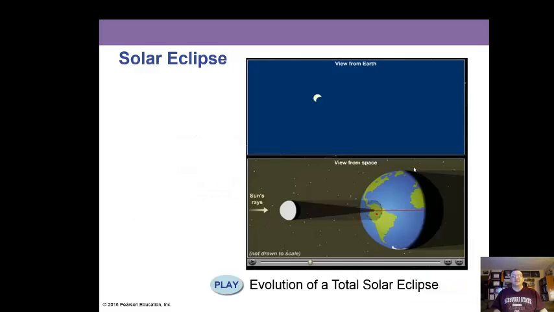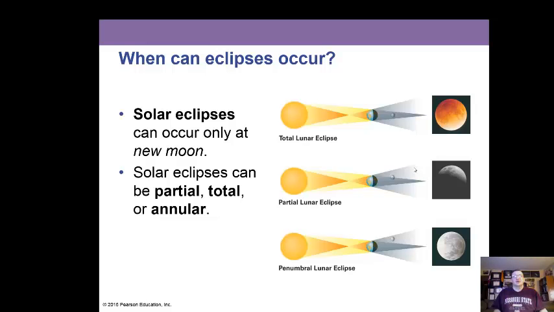A solar eclipse is when the moon passes between the Earth and the Sun and casts a small shadow on the Earth. Solar eclipses can only occur at new moon. And there are 3 types, a partial, total, and annular.